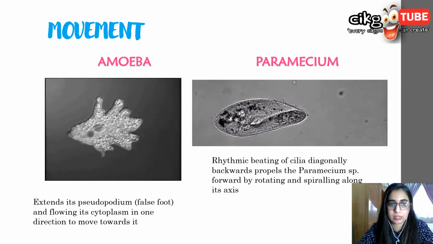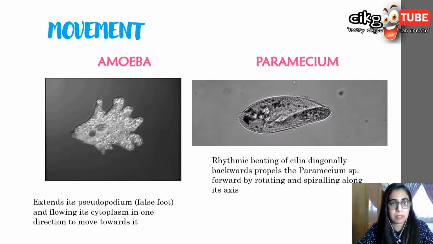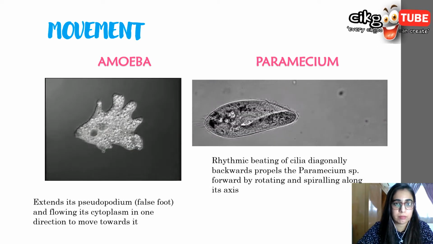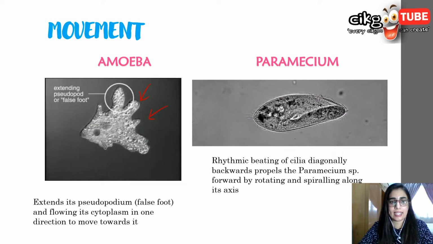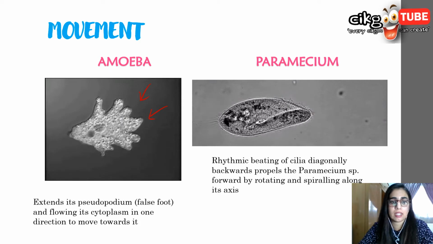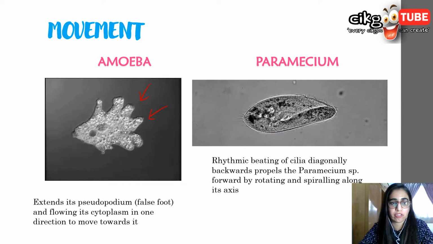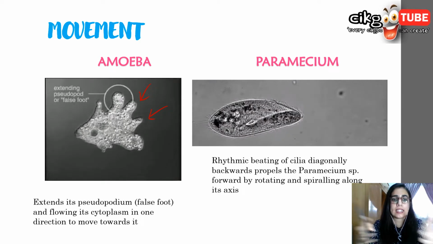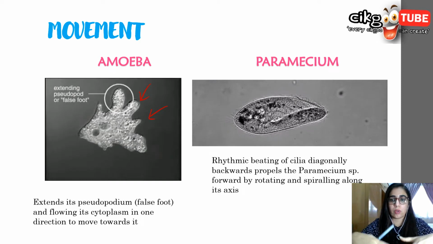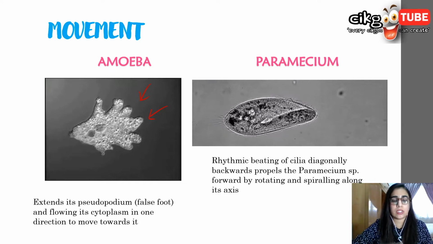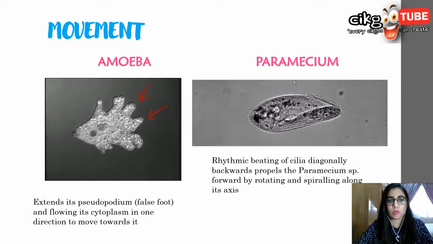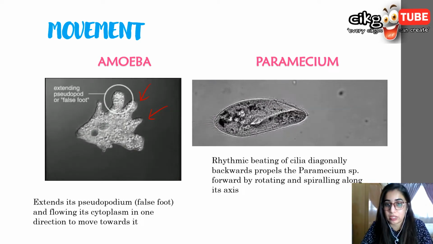Next, movement. Now, amoeba, as you know, they have the pseudopodium. This is the pseudopodium. Pseudopodium will extend and allow the amoeba to move. When the pseudopodium extends, the cytoplasm also will follow the pseudopodium. So the cytoplasm is moving in one direction, usually towards the food.